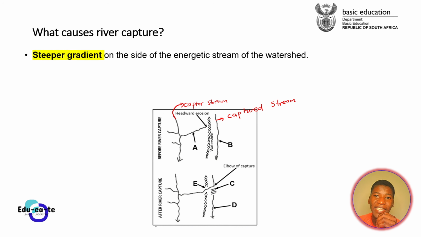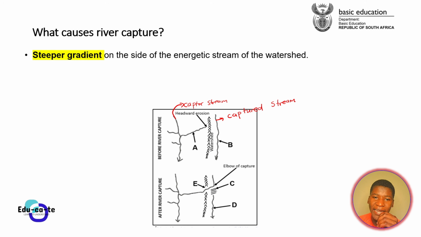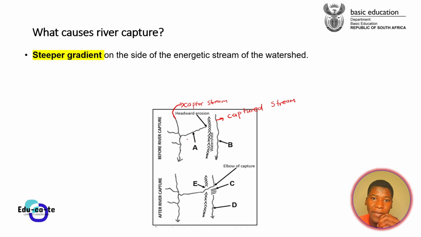Now, the first reason is there is a steeper gradient on the side of the energetic stream of the watershed. So basically, remember that if we have got a watershed that is separating two rivers, the captured stream as well as the captor stream, on one side there is a steeper gradient. Remember that a steeper gradient promotes headward erosion. So if we have got a steeper gradient on this side of the captor stream, remember that the captor stream is a more energetic river.